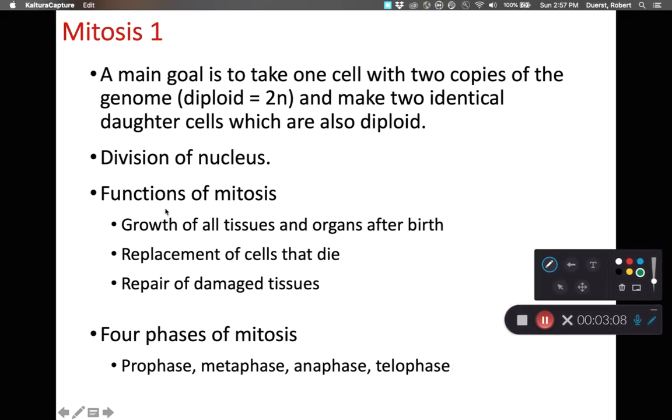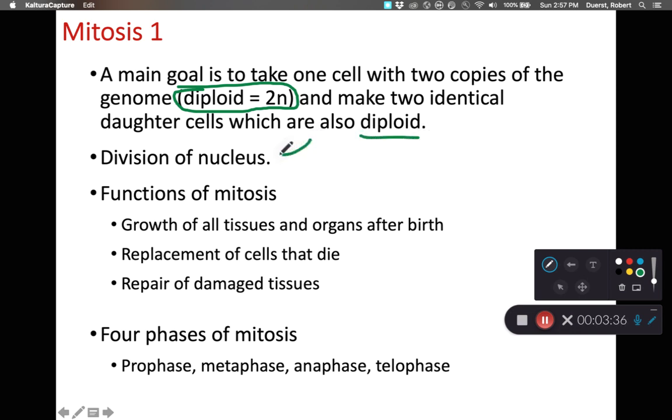Now when we look at mitosis, the main goal of mitosis is to produce daughter cells that have two copies of the genome. We as human beings are diploid organisms, which means that we have two copies of our genome in most cells of our bodies. And so when we make new daughter cells, each daughter cell is also going to need to be diploid. We need to have two copies of our genome.